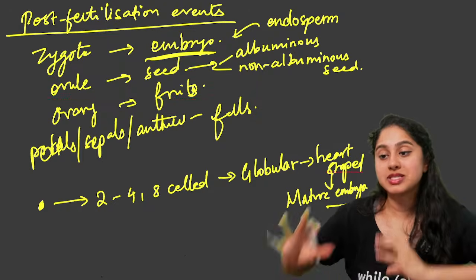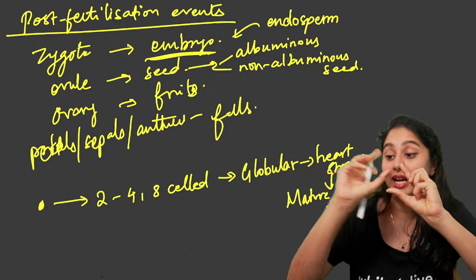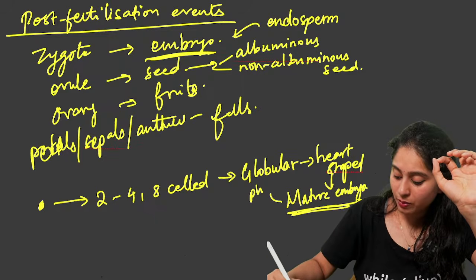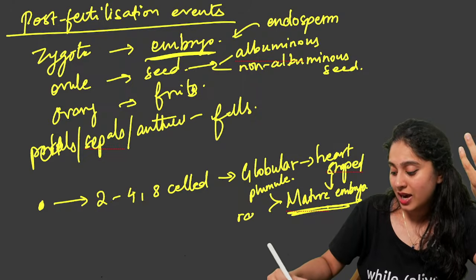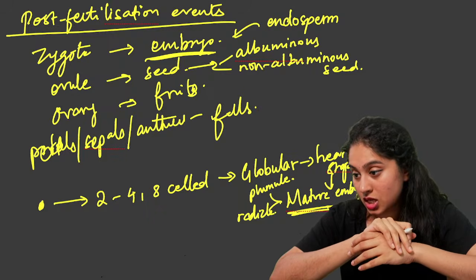Okay, now a seed has a cotyledon and then the embryo in between. Like I said, when it forms the mature embryo, it will have something called the plumule, which will give rise to the shoot, and then we'll have a radicle which will give rise to the roots.